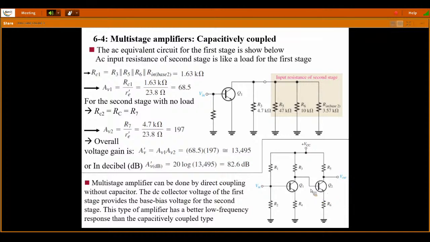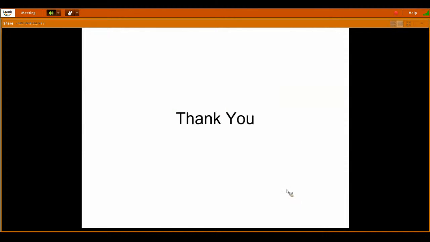So this is your basic knowledge of the multi-stage amplifier: how to calculate the overall voltage gain, how to calculate the gain in decibels, and how to construct RC coupled multi-stage amplifiers. With this, we have finished our unit 2. In the next session, we'll start the third unit.